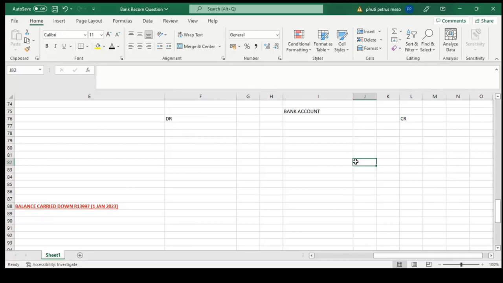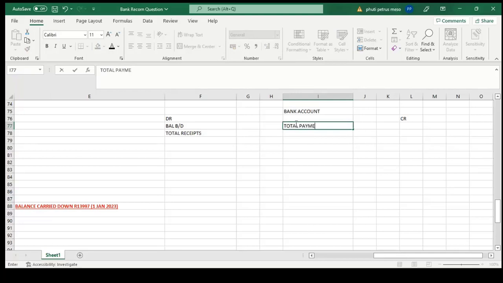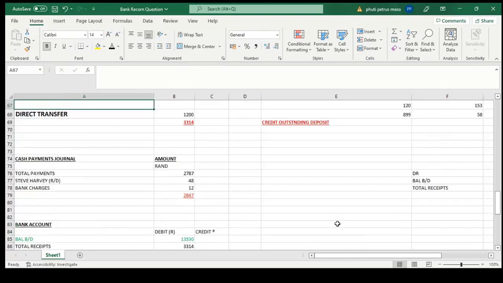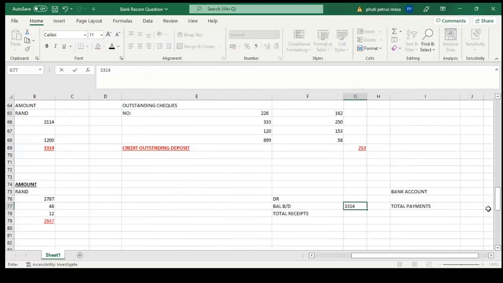Anyway, let's take this as your T accounts for the bank account. So what you're going to do is say balance brought down on the debit side. Can you see that? Balance brought down, and then you're going to have what's called the total receipts, and then you're going to have total payments. Let's see how much ours are. Total receipts is 3314, right? And total payments is 2847. And the opening balance, I think it was 14,117.